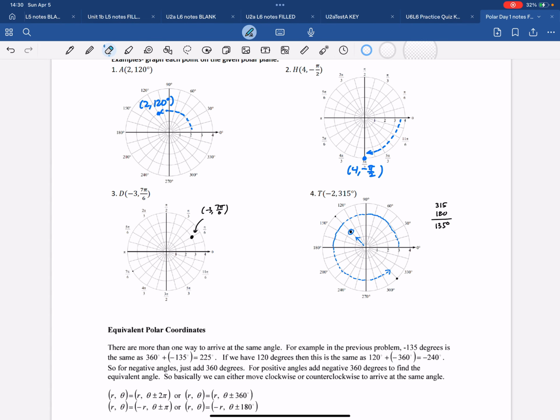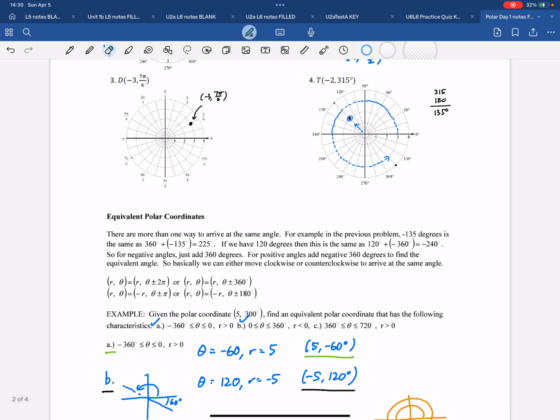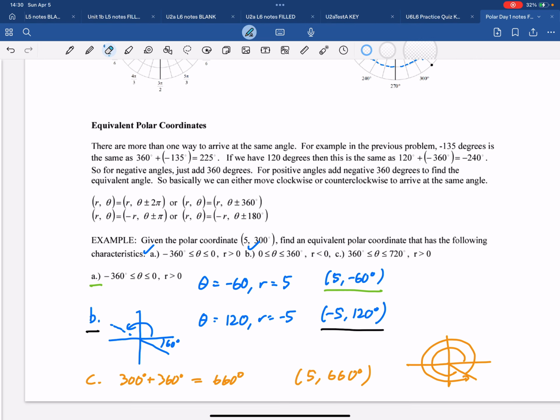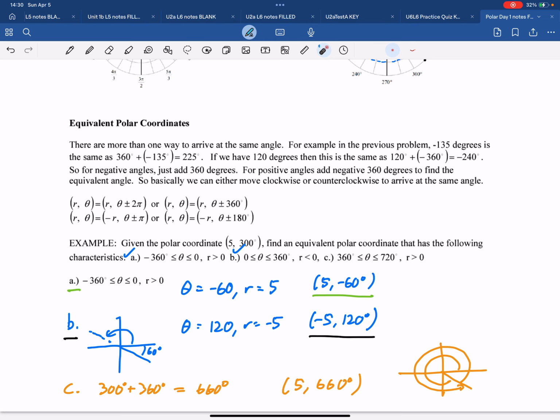All right. Here's some equivalents. I can't even speak. But these are equivalent places, r and theta. That's going to put us at the same place as r and theta plus or minus 2 pi, again, because this is a full rotation around. If we're in degrees, r theta is the same as r theta plus or minus 360.